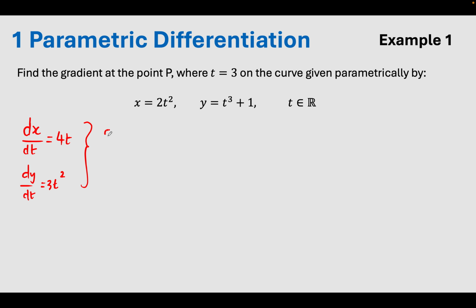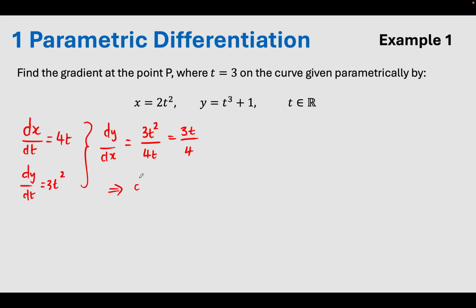Now combining these together, I get dy/dx is dy/dt, which is 3t squared, over dx/dt, which is 4t. And these cancel out quite nicely, so I get 3t over 4, and this is an expression for the gradient. Now it's not in terms of y and x, which is why in the questions t can be given. Sometimes x and y could be given and you're asked to find t. In this case we have t.